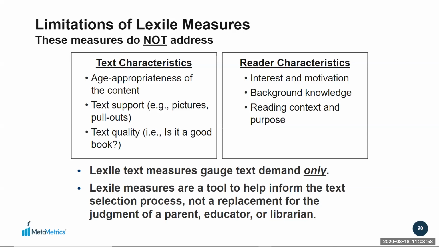Likewise, a Lexile reader measure tells us little to nothing about a reader's level of interest or background knowledge in a particular topic, or the context or purpose for their reading. But just like a thermometer, the Lexile framework for reading provides us a tool to make more informed decisions about pairing students with text. A Lexile measure is never the end of a conversation about text complexity or about pairing students with text. It is the beginning. It's a jumping off point in our journey to examine the relationship between reader ability and text complexity.